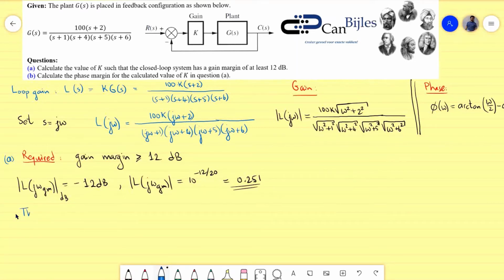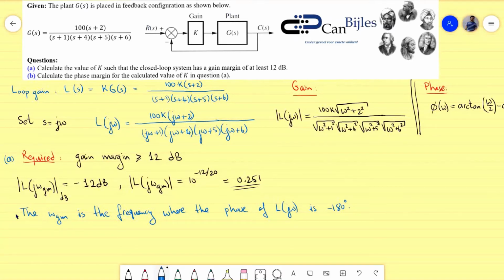Okay. What is the following step? The omega GM is the frequency. Let me write it down. It's the frequency where the phase of the loop gain, so of L(j omega), is minus 180 degrees. That's also the definition of the gain margin.